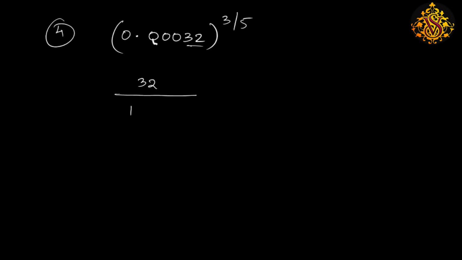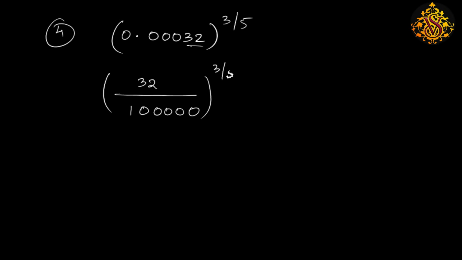So write 5 zeros as it is given. 1, 2, 3, 4, 5. Clear? This is easier. Just first write the digits that are given, and whole divided by as many zeros as the numbers given after the decimal point. Write it as zeros. Just add it up and write it as numbers.